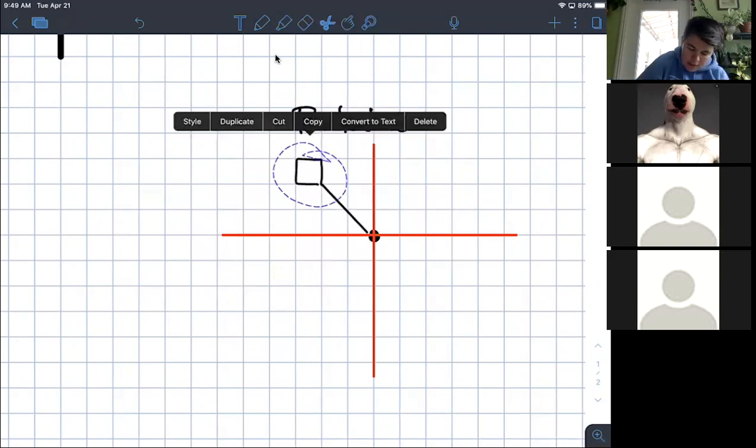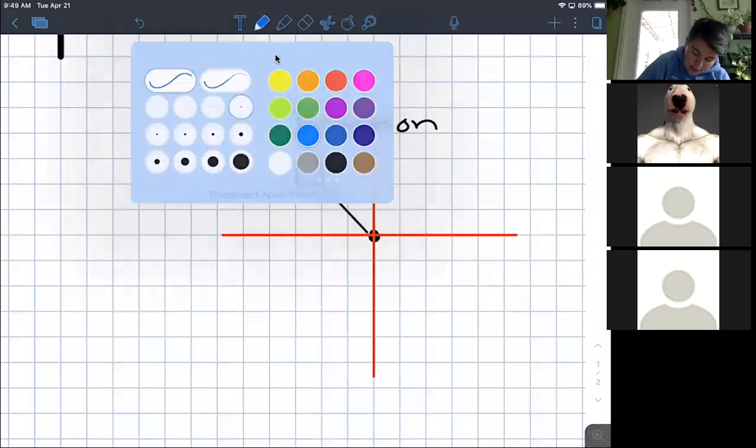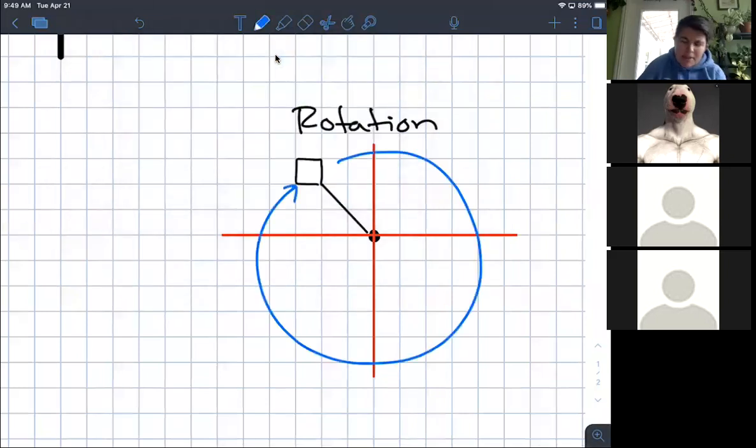So let me draw what I just did. I took that and I rotated it all the way around the circle. How many degrees was that? How many degrees are in a circle? 360 degrees. Exactly right. That was 360 degrees, all the way around the circle, right?